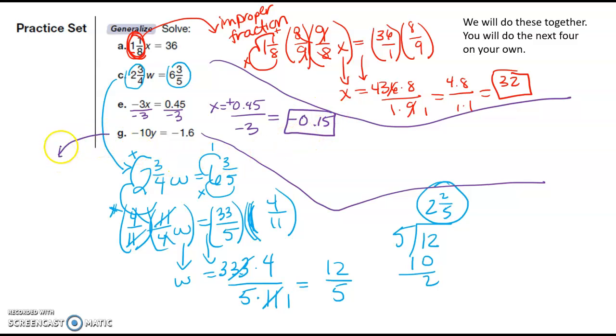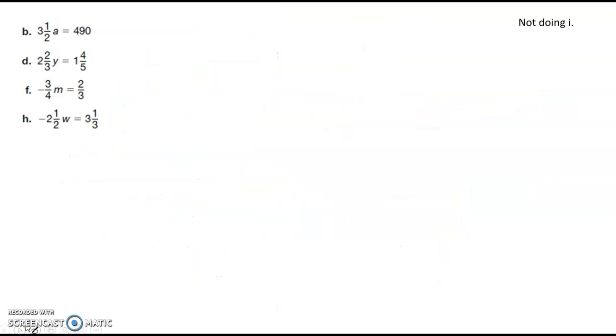And then G, I think I can do simply enough over here. So I'm dividing by -10 because I have to get the y by itself. So -10 over -10 gives me y is equal to -1.6 over -10. I have a negative over a negative, which gives me a positive answer. So 1.6 divided by 10, and I get a positive 0.16. All right, let's go on to the next.